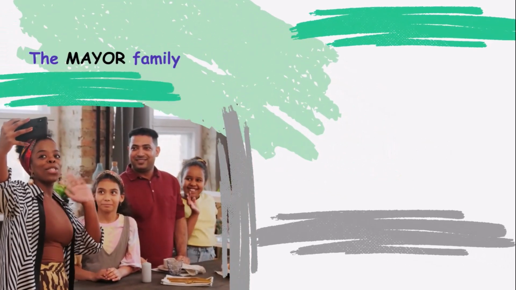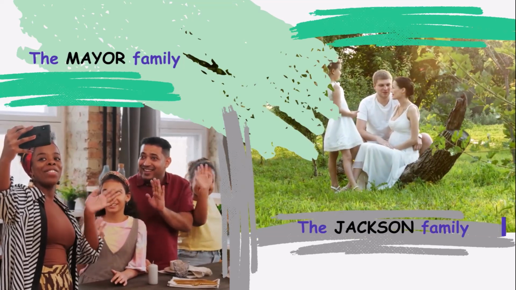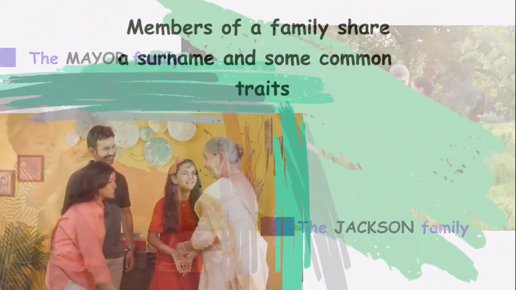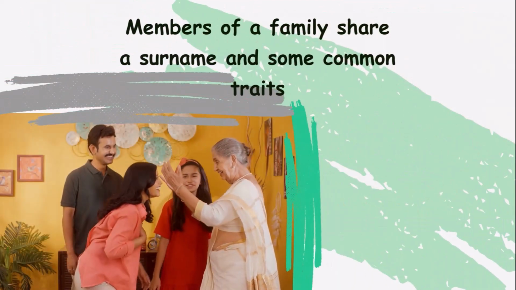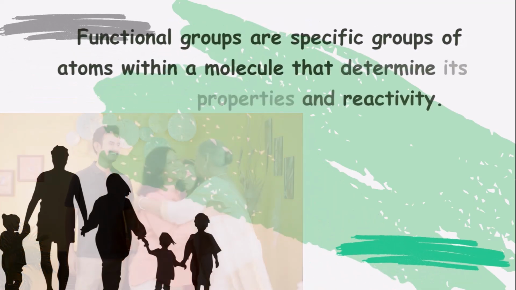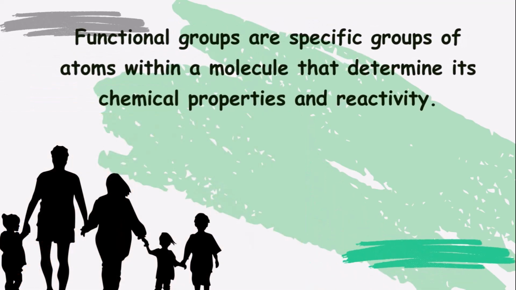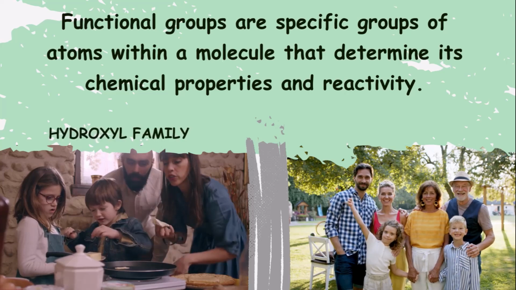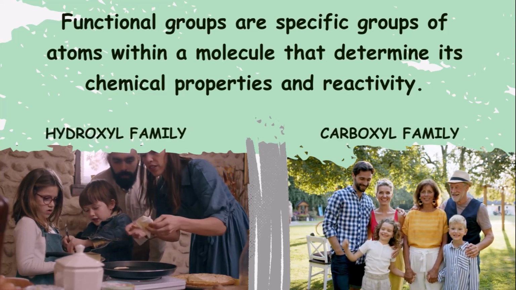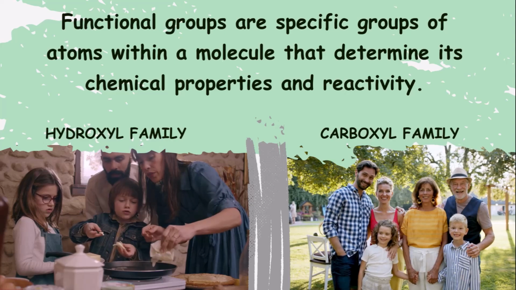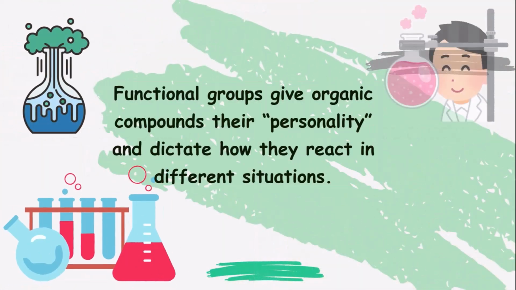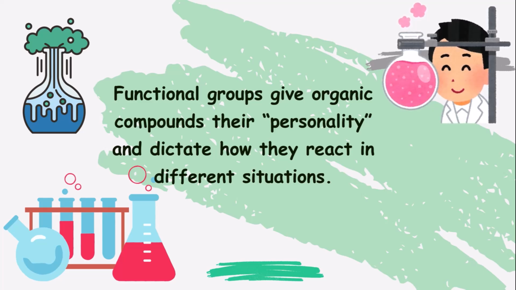In organic chemistry, a functional group is like a family name that tells you about a group of related individuals. Just like how members of a family share a surname and some common traits, members of a functional group, or family, have a set of similar atoms that actually determine how they behave chemically. Think of it as meeting the hydroxyl family or the carboxyl family, each with its own unique style and behavior. These groups give organic compounds their personalities and dictate how they react in different situations.